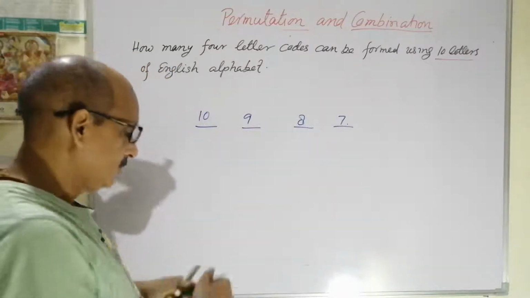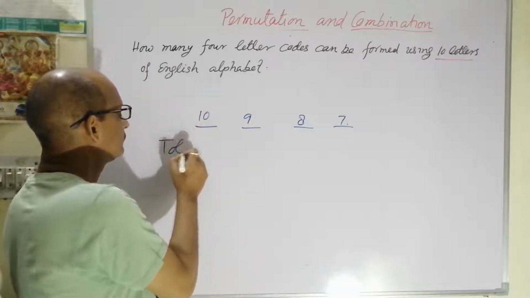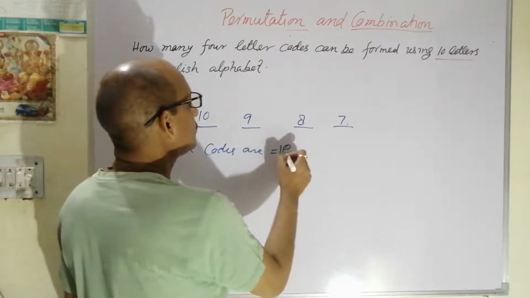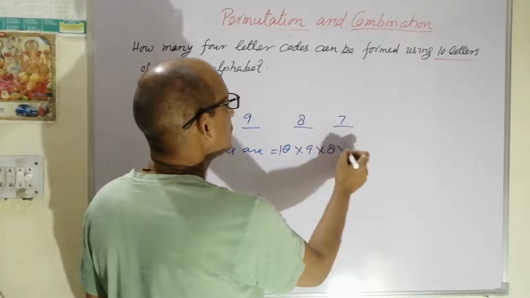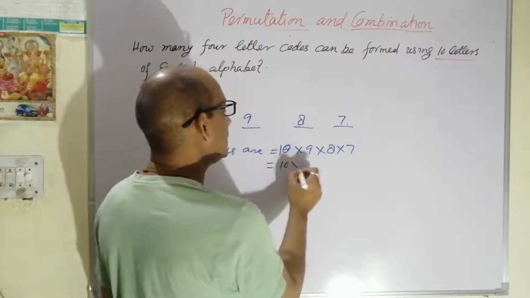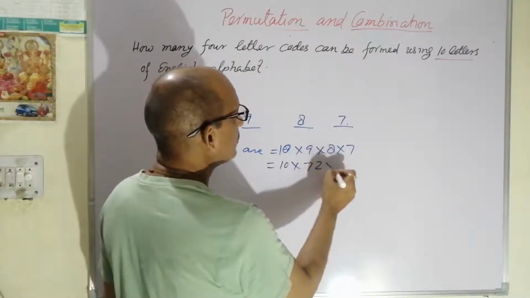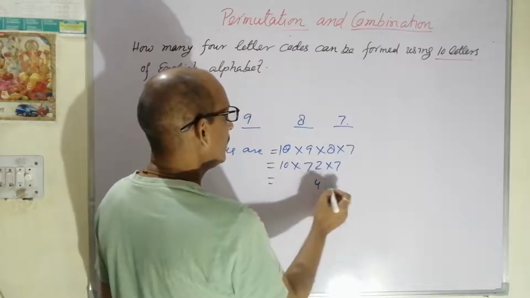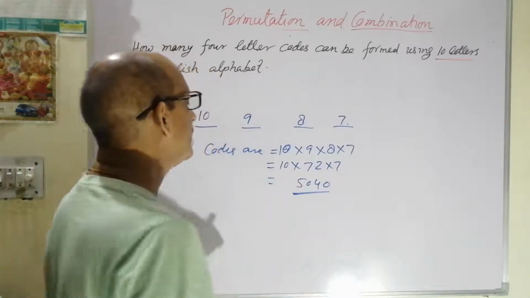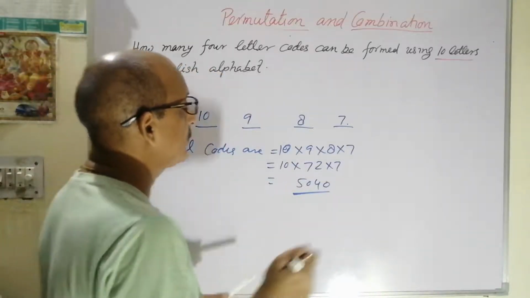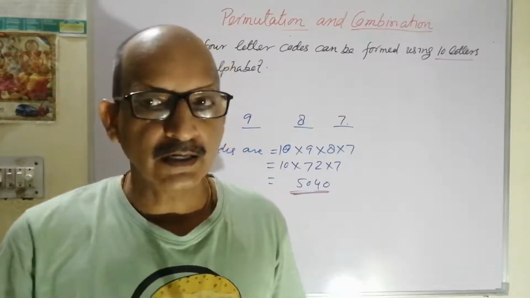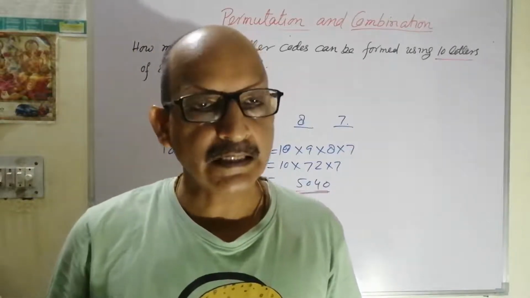Okay. Now total codes. Total codes are 10 into 9 into 8 into 7. Now let's multiply. 10 into 9 into 8 is 72, into 7: 7 twos are 14, and 7 sevens are 49, 50. Total codes will be 5040 in total. I hope it is interesting and also clear. Now let's take another example.